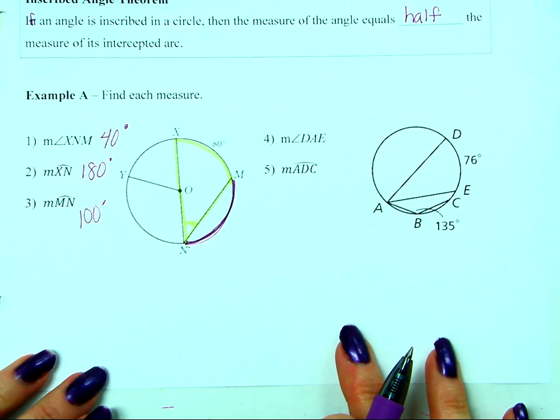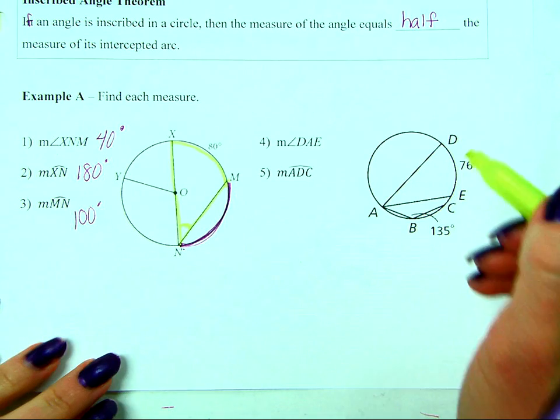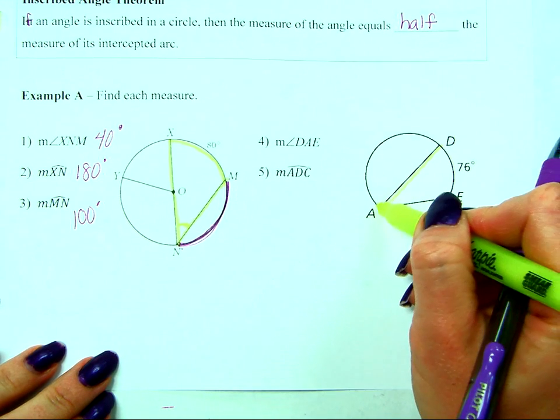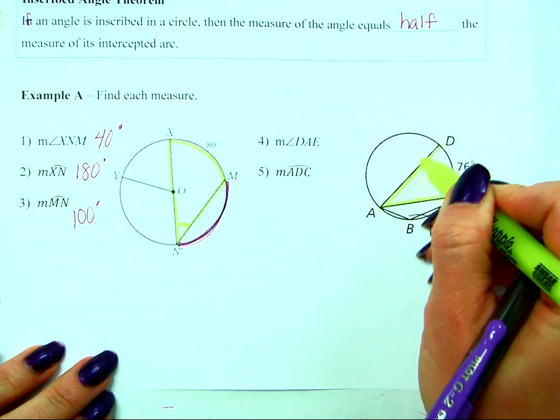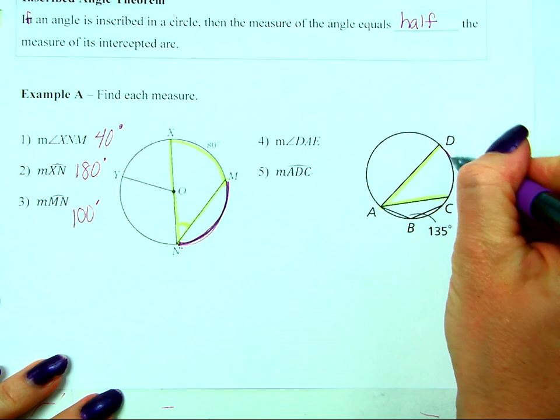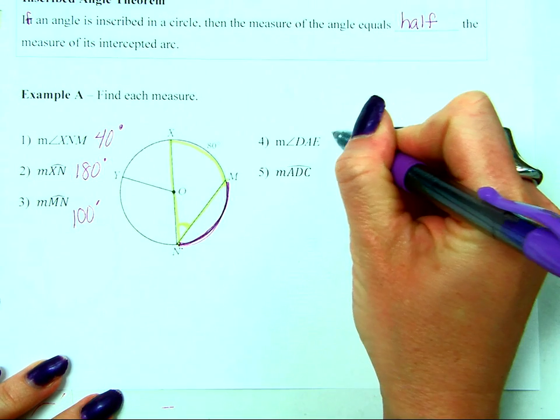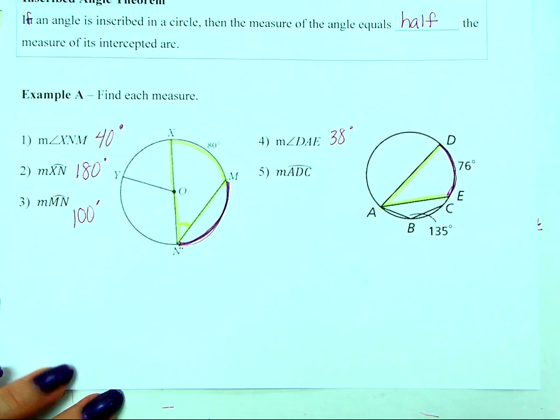Let's take a look at the second figure. Number 4 is asking me for the measure of angle DAE. Well, that is intercepting my 76 degree arc. Half of 76 is going to be 38, so angle DAE is 38 degrees.